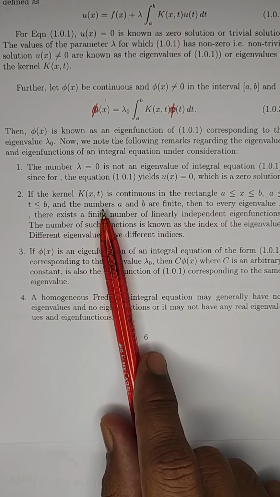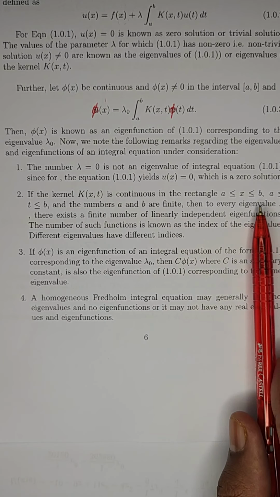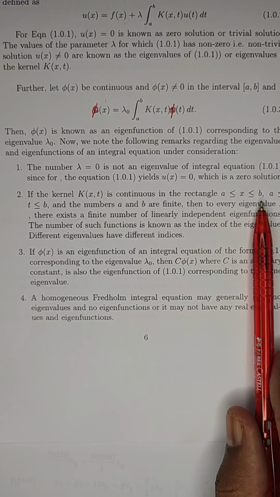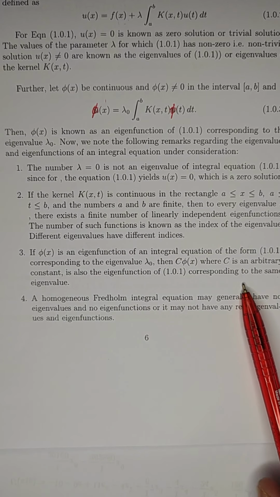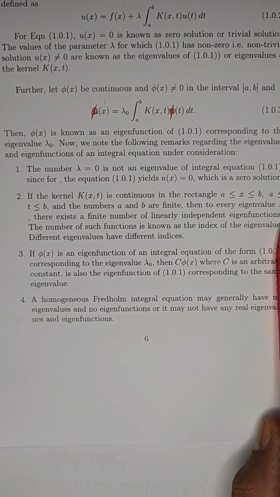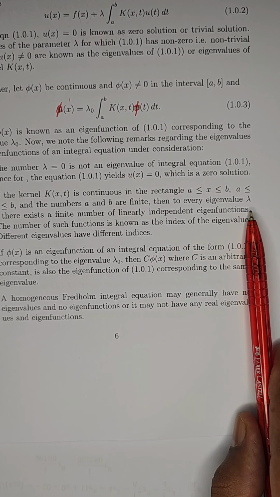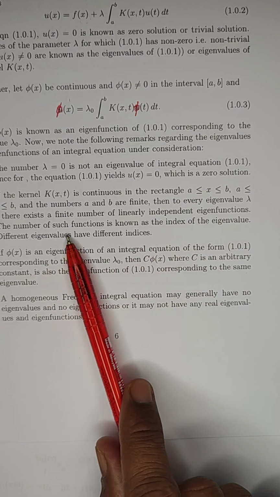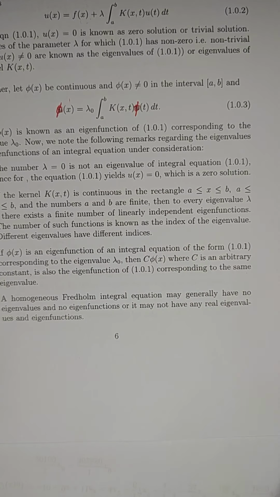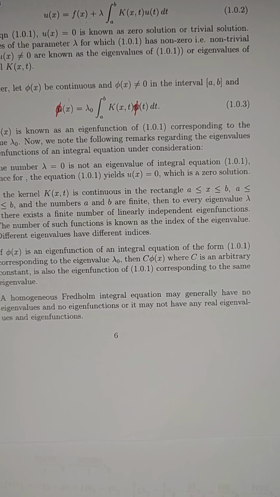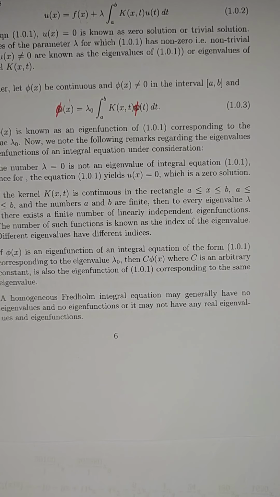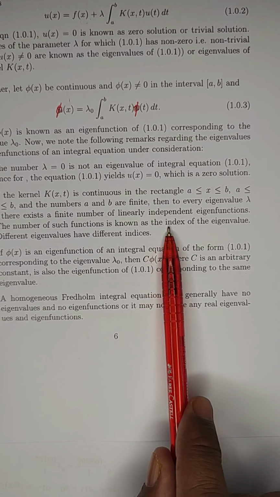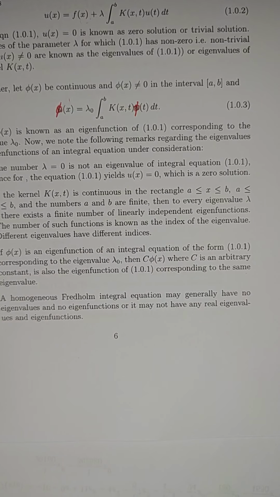If the kernel K is continuous in the rectangle x between a and b and t between a and b, and the numbers a and b are finite, then to every eigenvalue lambda there exists a finite number of linearly independent eigenfunctions. The number of such functions is known as the index of the eigenvalue. So we have those words there, index of the eigenvalue.